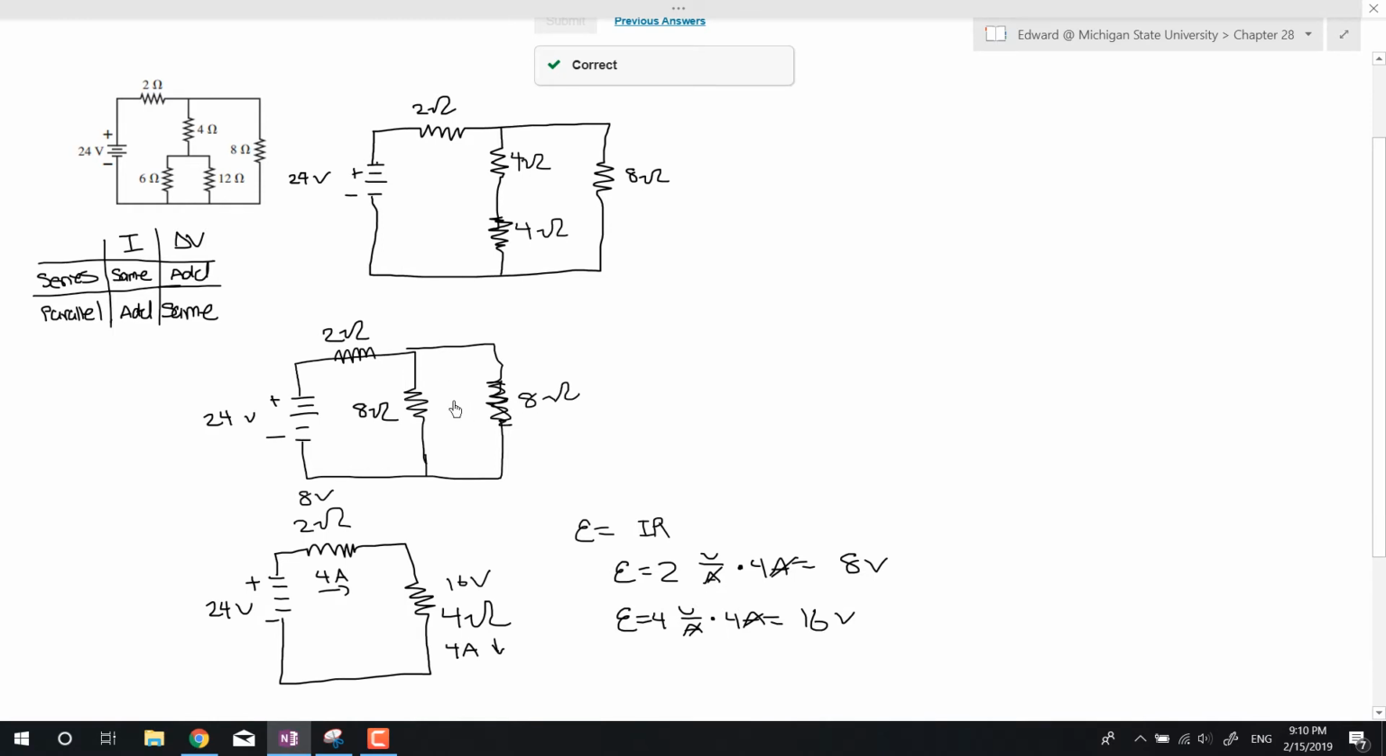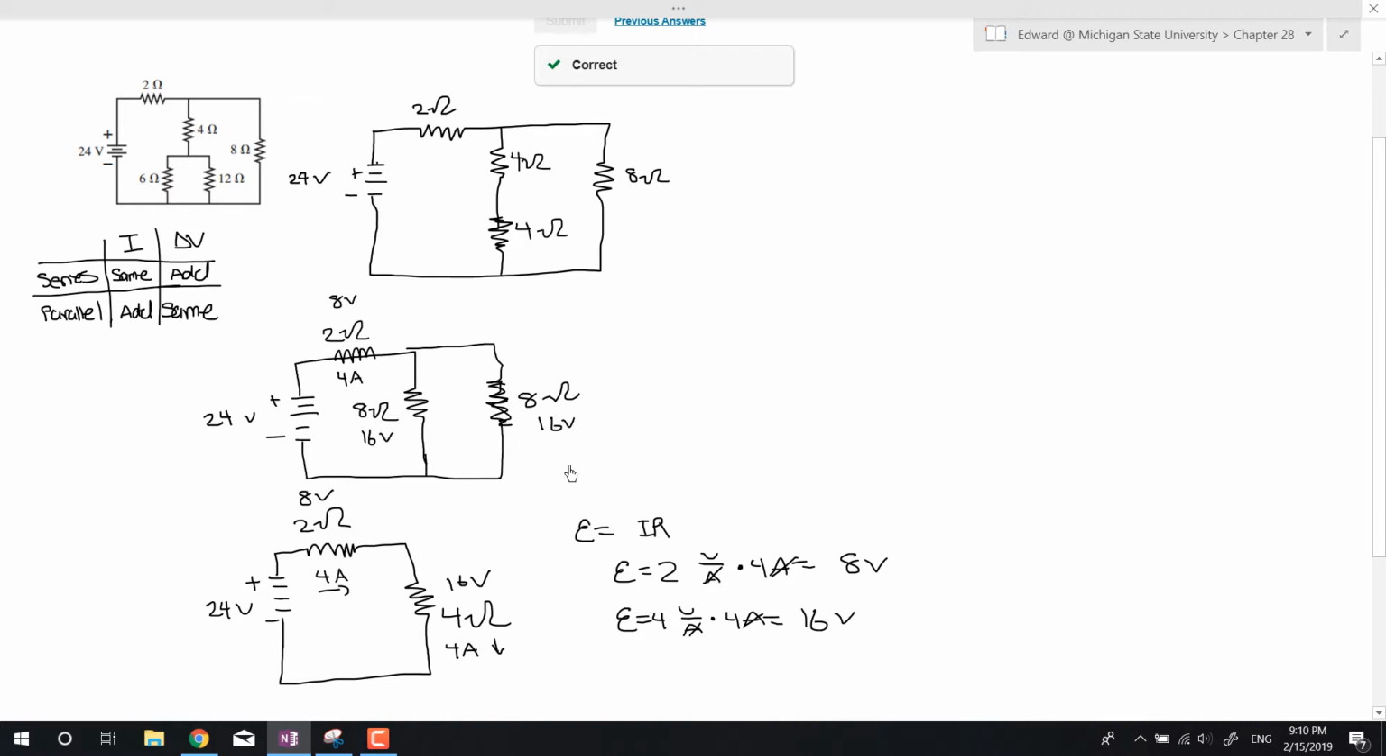As you can see, we only changed the vertical resistor here. This one stays the same. We didn't touch it at all. So this is still 8 volts, and this is still 4 amps. Now, we changed this one to in parallel, so what stays the same in parallel? As you guys can see, the voltage stays the same in parallel. So this is going to have 16 volts, and this is going to have 16 volts.